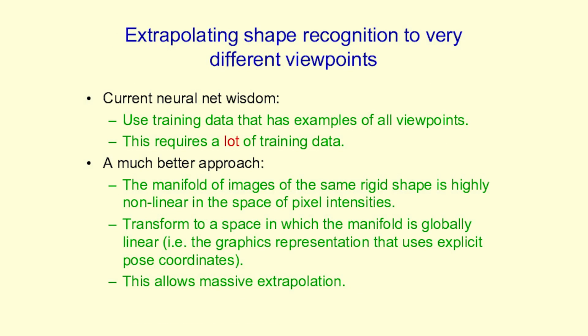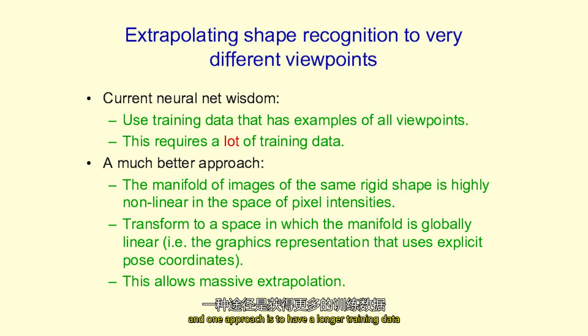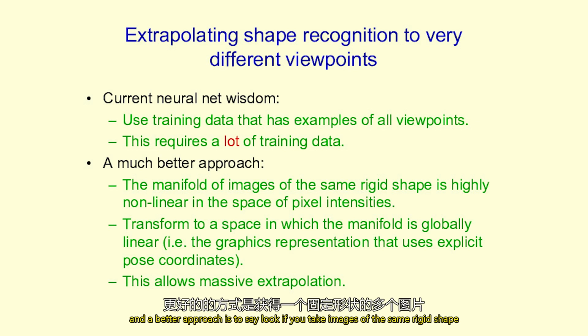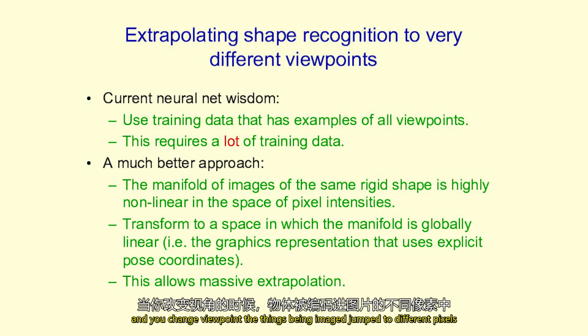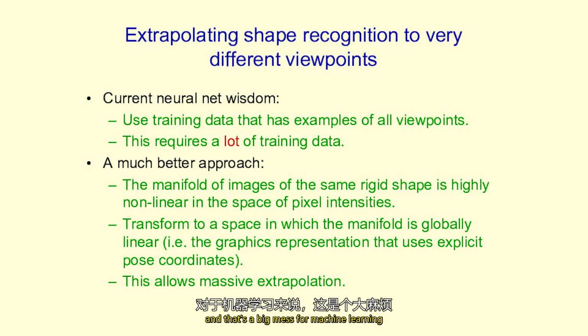So, what motivated all this is how do you recognize things from new viewpoints? And one approach is to have a lot of training data. That's the sledgehammer approach. And a better approach is to say, look, if you take images of the same rigid shape and you change viewpoint, the things being imaged jump to different pixels. And that's a big mess for machine learning if you're going to do machine learning on the pixels. And that jump, if you look at it in pixel space, is a big mess.